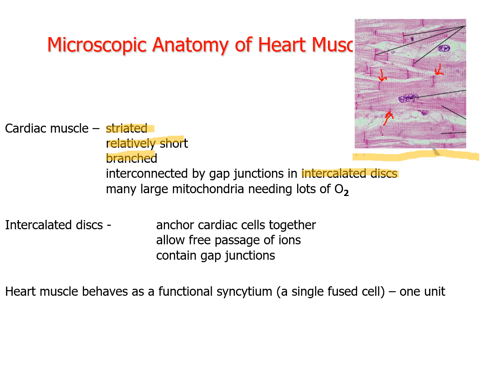So the cells are unicellular, branched, striated, branched. They have intercalated discs at the ends of the branches, and what you cannot see is that within the intercalated discs you have many gap junctions. There are a lot of mitochondria, but you can't see them.